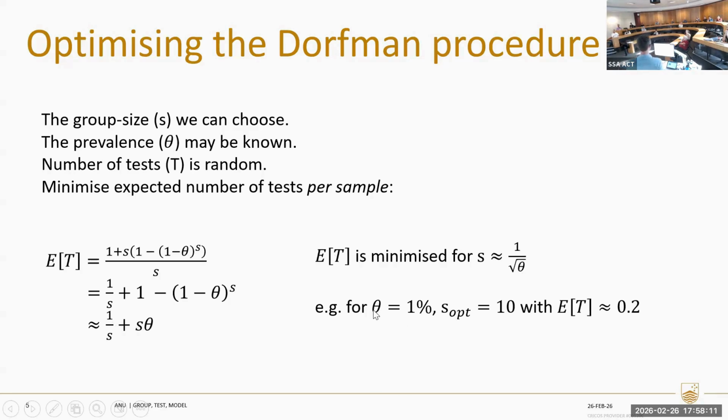So for instance, if the prevalence of syphilis is 1% in the population, then a pool size of about 10 would be helpful. And you end up only needing about 20% as many tests as you would have to do if you did individual tests. So you're reducing the number of tests by about 80%. So it's a massive reduction. In general, the lower the prevalence, the bigger the pools you can use, and the bigger the pools you can use, the more savings you have.